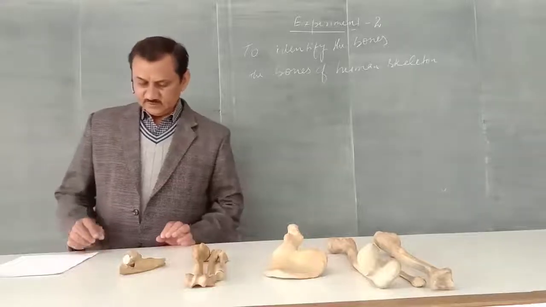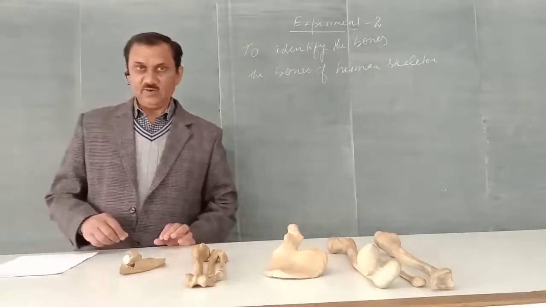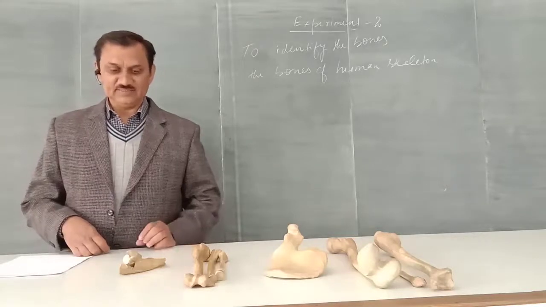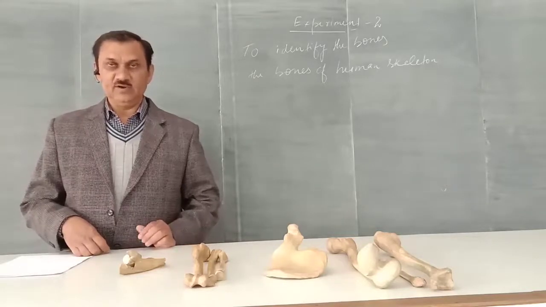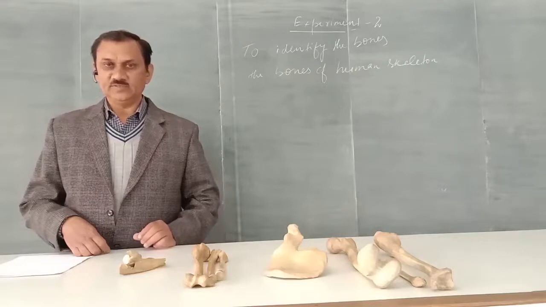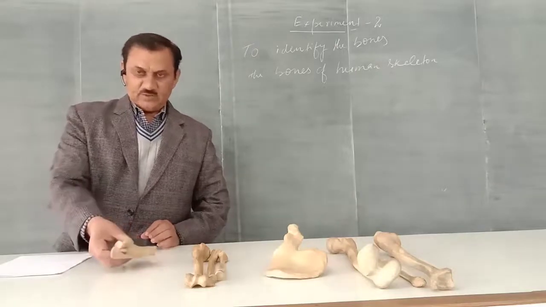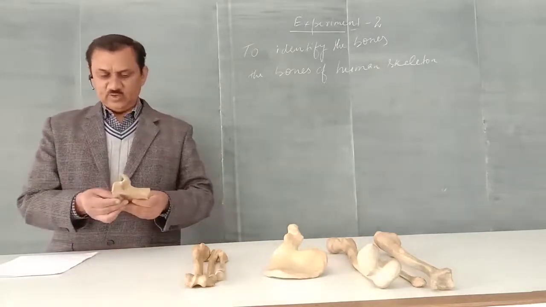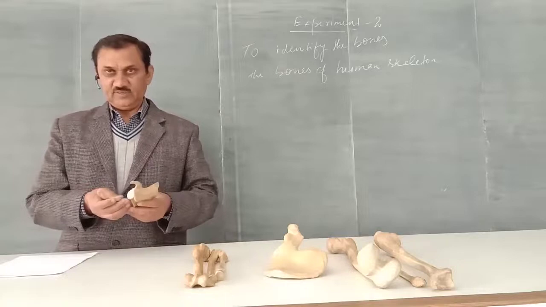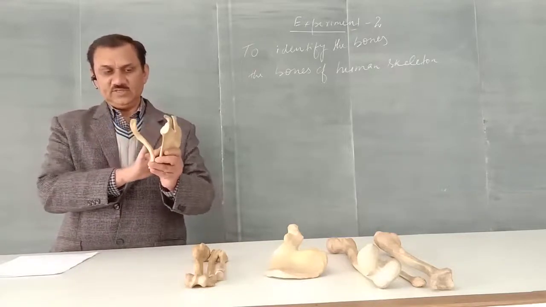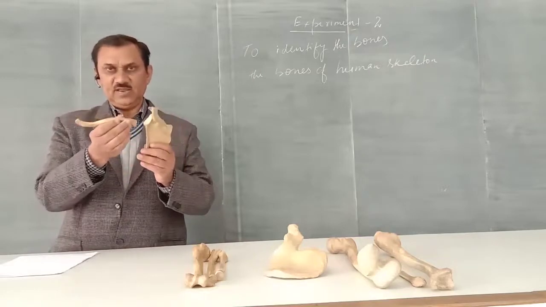Dear students, now we are going to discuss the appendicular skeleton. The appendicular skeleton consists of the pectoral girdle, pelvic girdle and the bones of the limbs, I mean the arms and the legs. The pectoral girdle is actually made up of two halves. One half consists of one bone which is called the scapula, the other bone is called the clavicle.